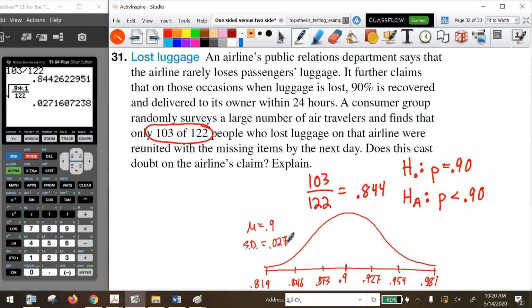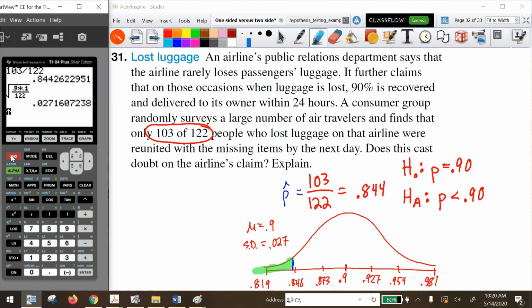All right, so the next thing I'd like to do is plot p-hat on this normal model. P-hat is 0.844, and that puts us right about here. And I'm going to shade in the area in the direction of our alternative hypothesis. So we were interested in the possibility that fewer than 90% of people were reunited with their luggage within 24 hours. So I'm going to say this side. So we need to find that area.